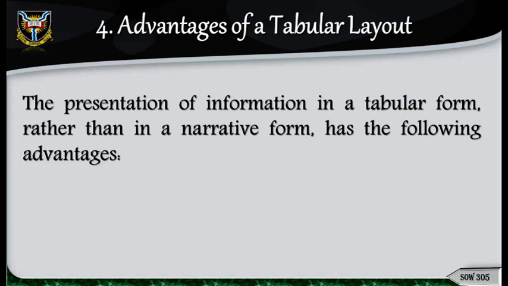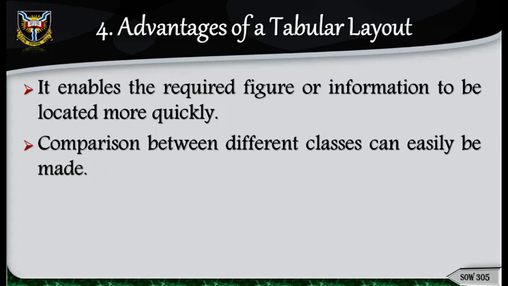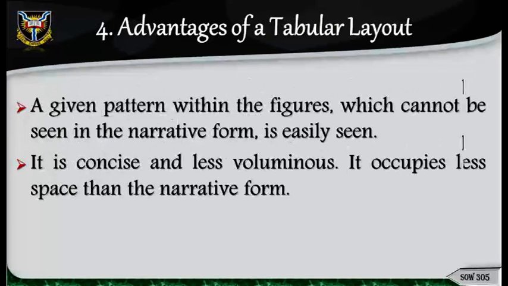4. Advantages of a tabular layout. The presentation of information in a tabular form rather than in a narrative form has the following advantages. A. It enables the required figure or information to be located more quickly. B. Comparison between different classes can easily be made. C. A given pattern within the figures which cannot be seen in the narrative form is easily seen. D. It is concise and less voluminous. It occupies less space than the narrative form.